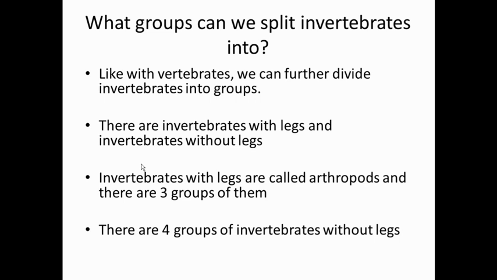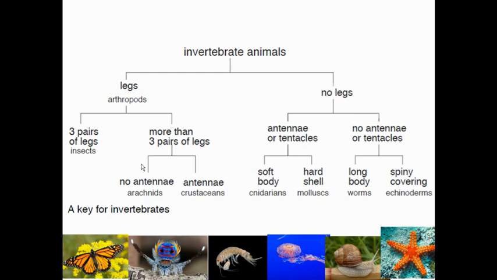So, like with vertebrates, we can further divide invertebrates into groups. With vertebrates, we said there were mammals, fish. It's the same with invertebrates. There's lots of different groups, and there's 2 big groups of invertebrates. They're the invertebrates with legs and the invertebrates without legs. Invertebrates with legs are called arthropods, and there are 3 groups of arthropods, and there are 4 groups of invertebrates without legs.